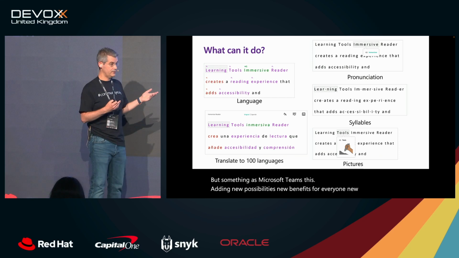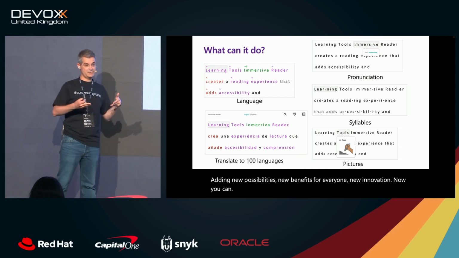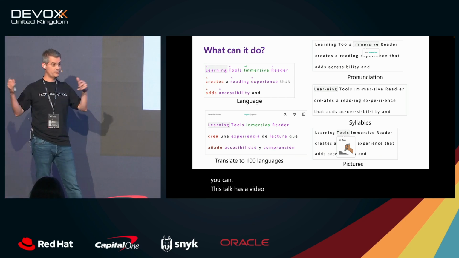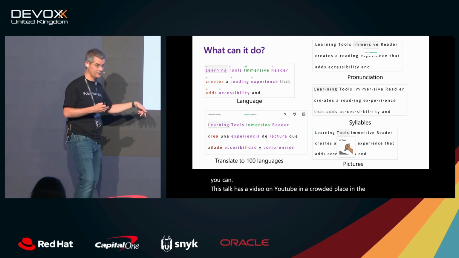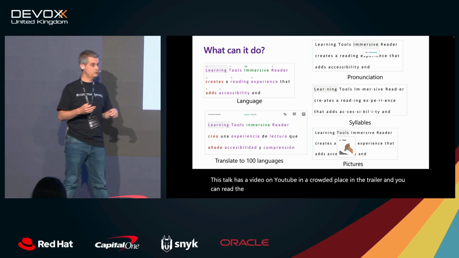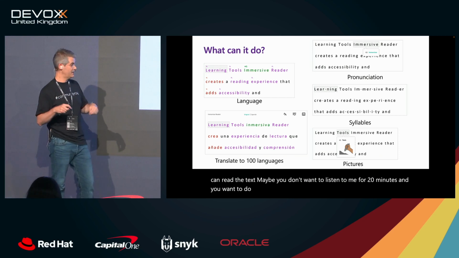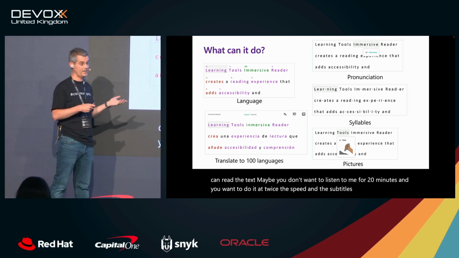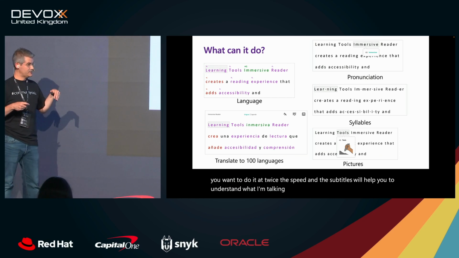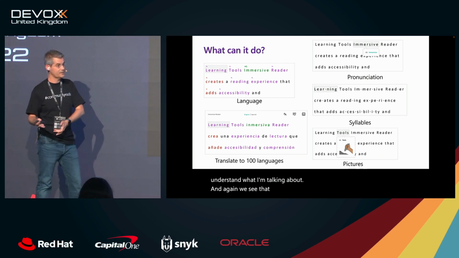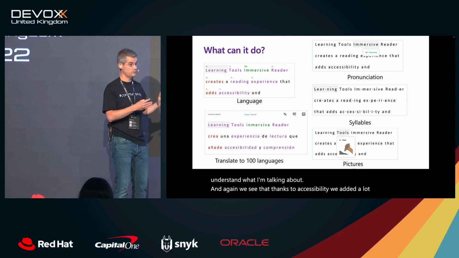Now you can see this talk as a video on YouTube in a crowded place, in a train, and you can read the text. Maybe you don't want to listen to me for 20 minutes, and you want to do it at twice the speed, and the subtitles will help you to understand what I'm talking about. And again, we see that thanks to accessibility, we added a lot of innovation to our software, and our software became a lot better.